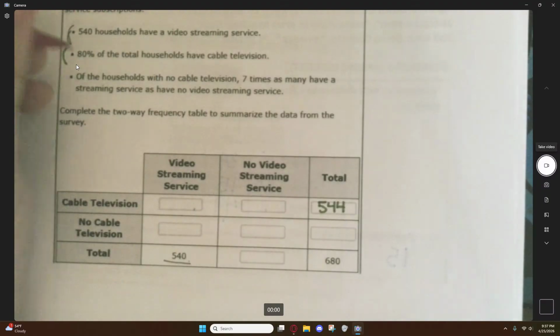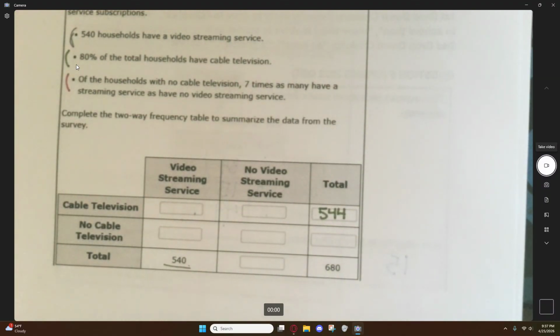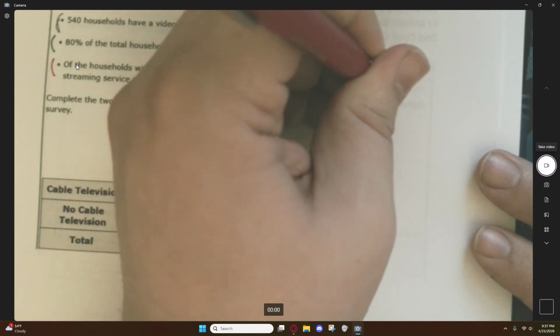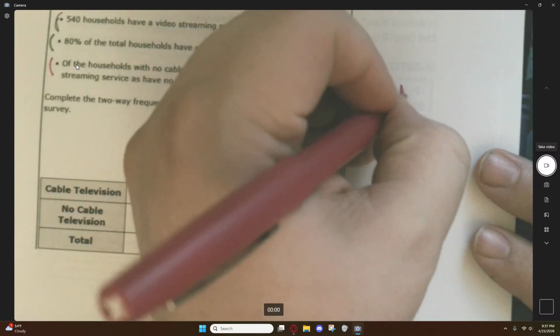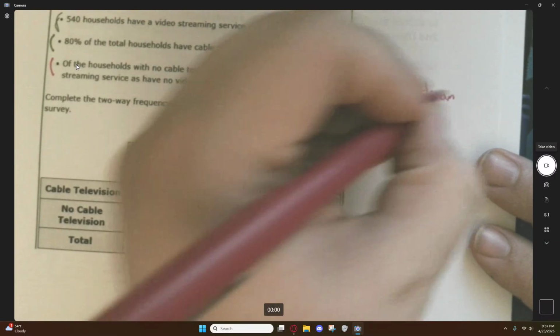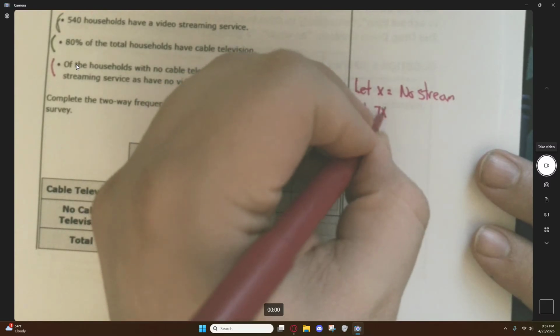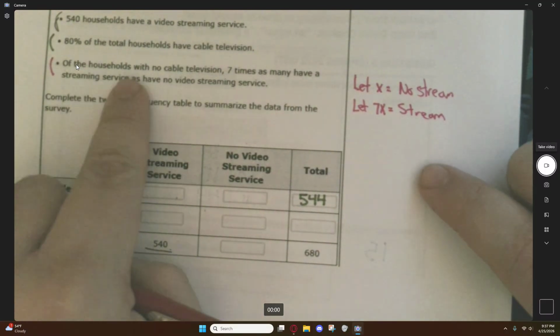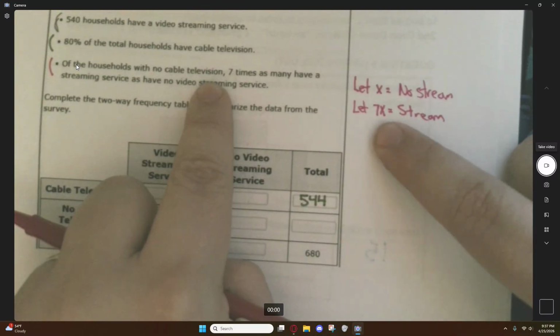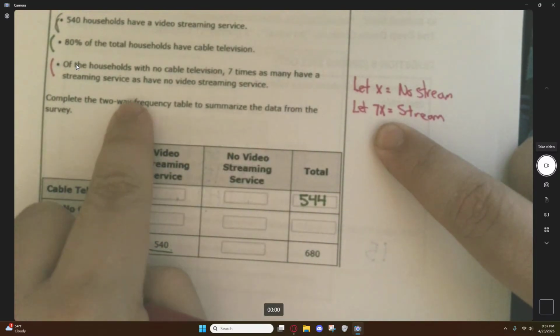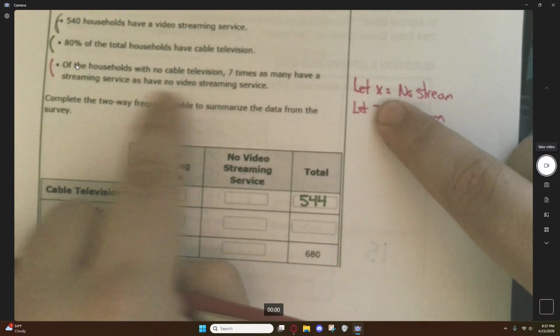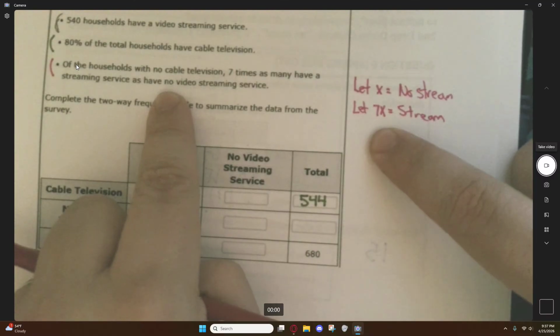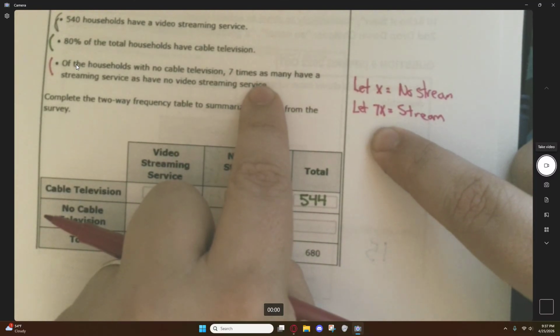Of the households with no cable television, 7 times as many have a streaming service as have no streaming service. So, we'll let x equal no stream. And we'll let 7x equal stream. Because of the households with no cable television, 7 times as many have a streaming service as have no streaming service. So these are the people who have no streaming service, is x, and then 7 times that x are the people who do.